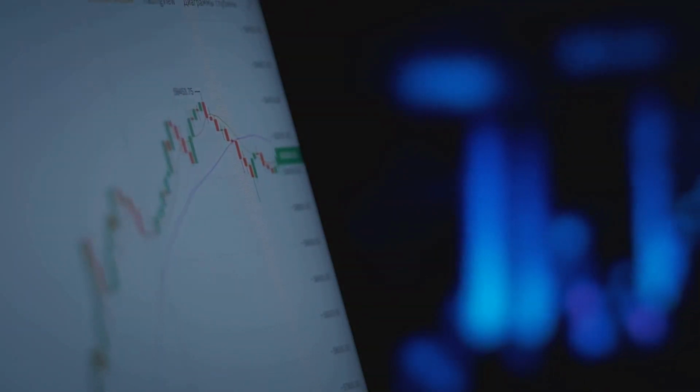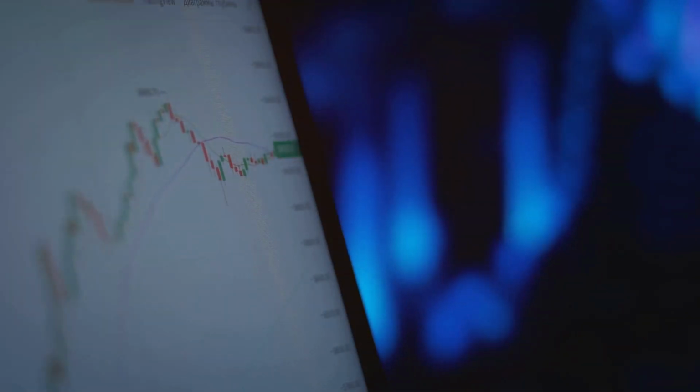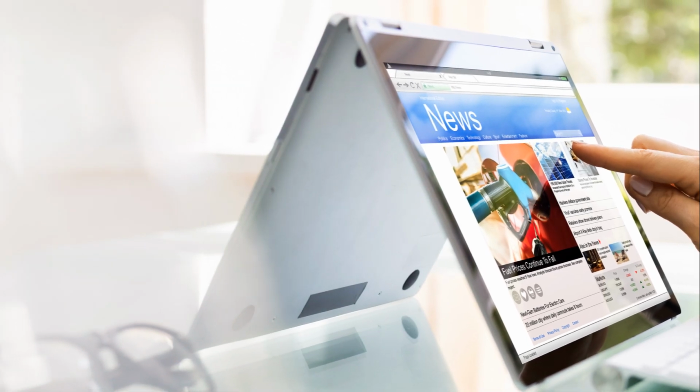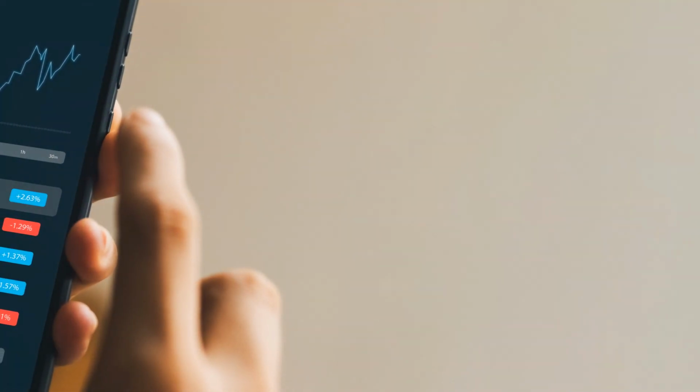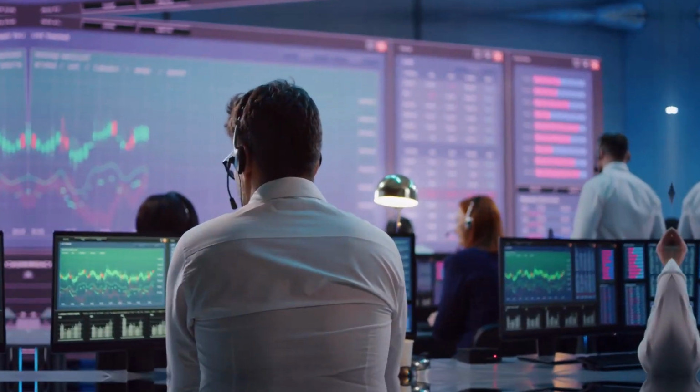However, it's important to note that the value of your LP tokens can fluctuate depending on the market price of the underlying tokens and any impermanent loss incurred. Remember, the world of DeFi is dynamic, and it's crucial to stay informed about the performance of your liquidity pool and the factors that can affect your returns.